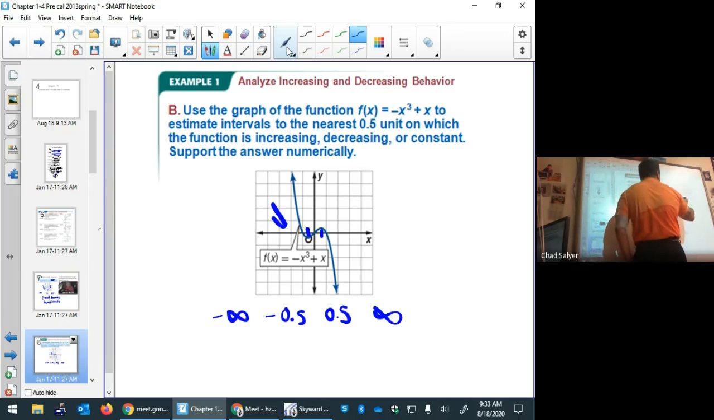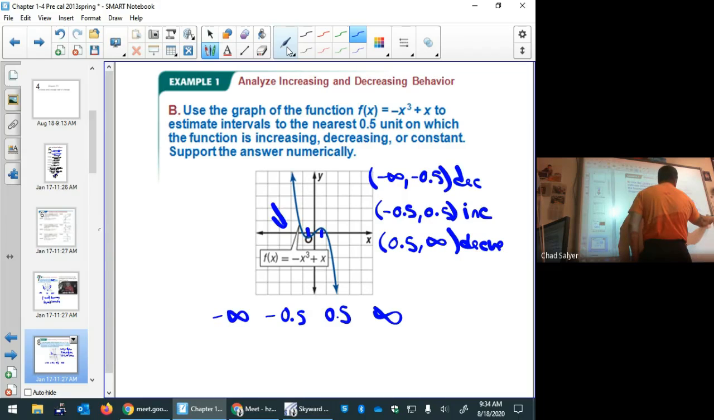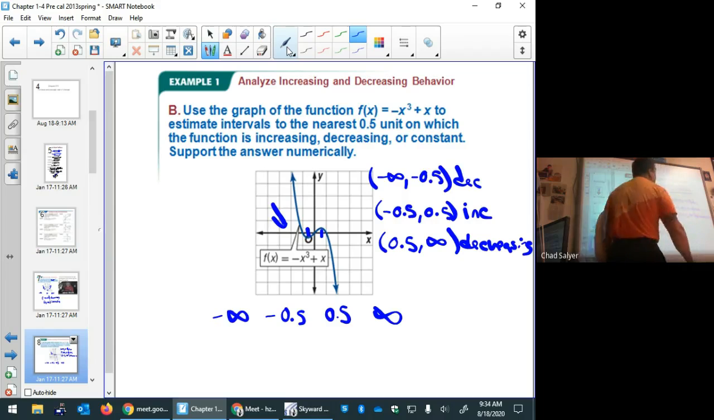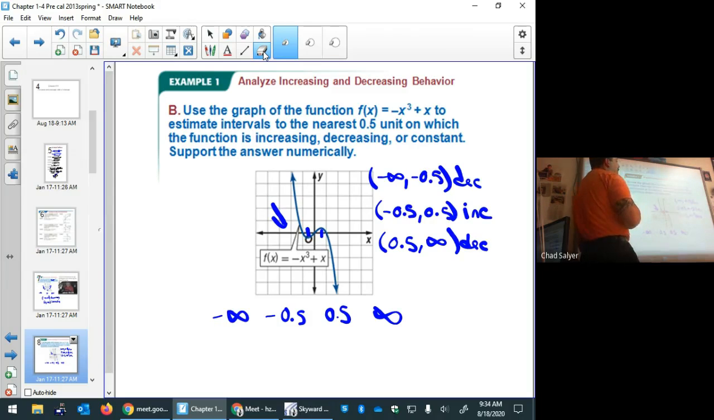So let's write all that out. Negative infinity to negative 0.5 appears to be decreasing. From negative 0.5 to 0.5, it is increasing. And then from 0.5 to infinity, we're decreasing again. That should be consistent with my abbreviations here. Okay. Decreasing, increasing, decreasing.